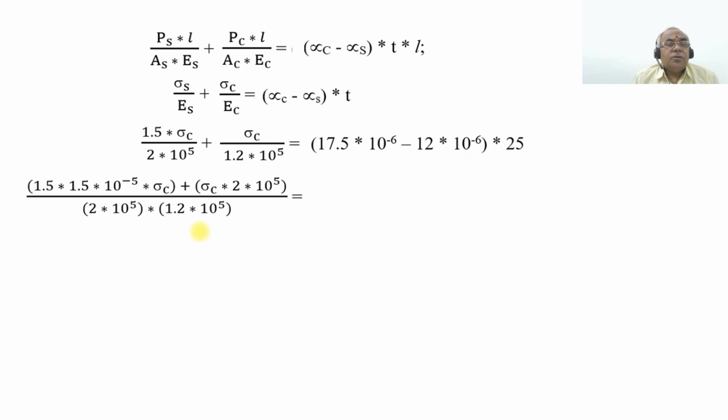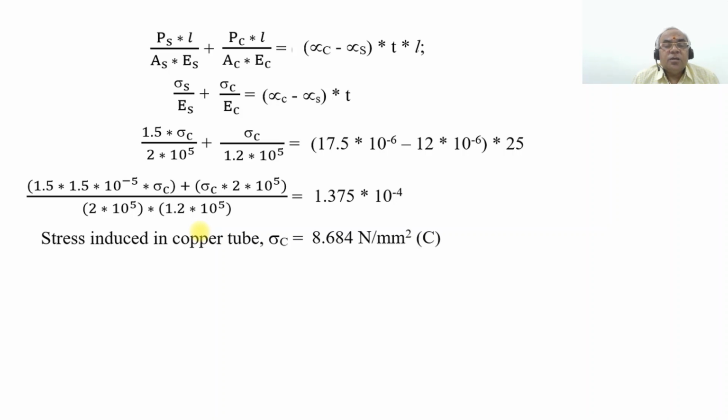So here what happens? You just take 1.5 into sigma C, which is 1.5 into 10 to the power of minus 5 into sigma C, plus sigma C into 2 into 10 to the power of 5, divided by 2 into 10 to the power of 5 into 1.2 into 10 to the power of 5. So that will be equal to, on simplification, 1.375 into 10 to the power of minus 4. So stress induced in the copper tube will be sigma C, which is equal to 8.684 Newton per mm square.